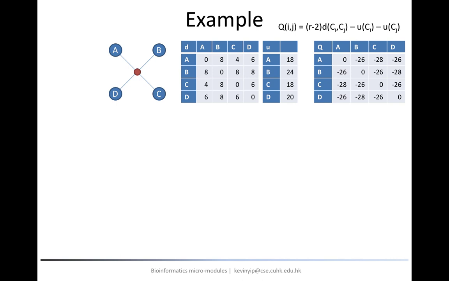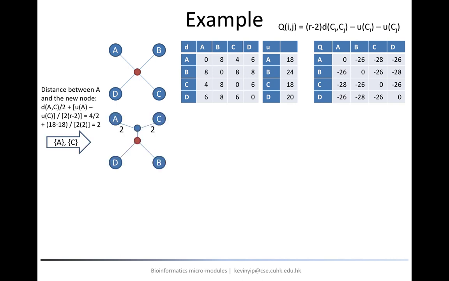Now, looking at the Q-score matrix, the most negative value is minus 28 for the pair AC and also the pair BD. We can choose either of them to merge. Let's say we arbitrarily pick AC to merge. Then, as mentioned, a new node is formed, and it is connected to A, to C, and to the hub.